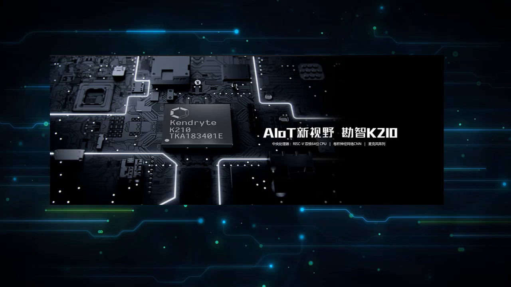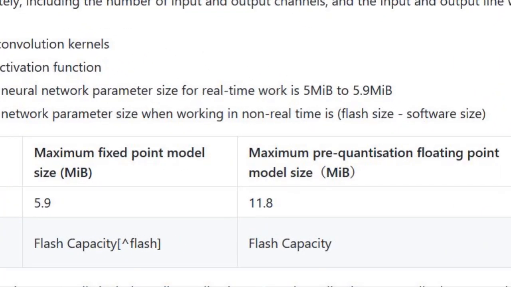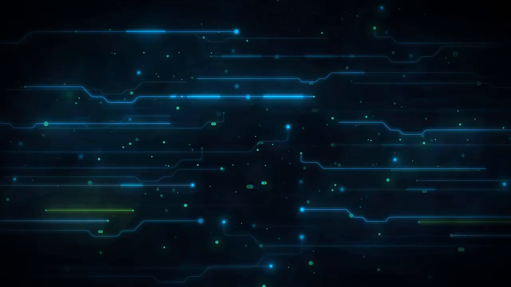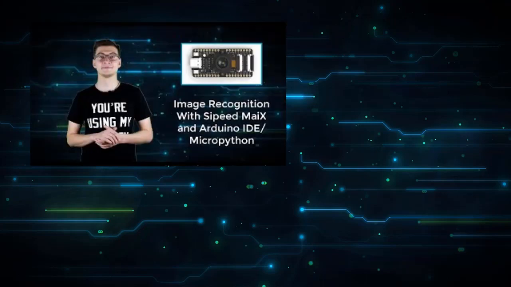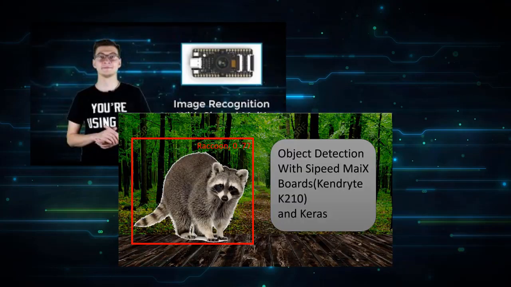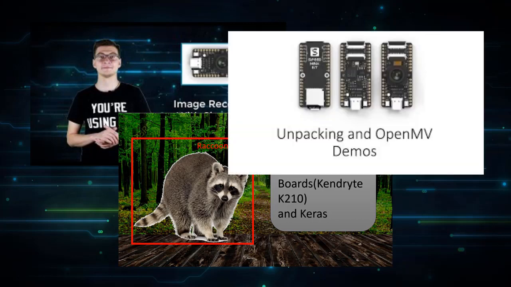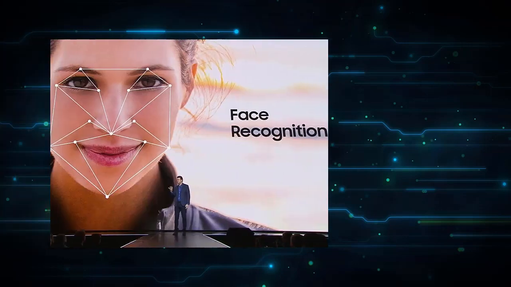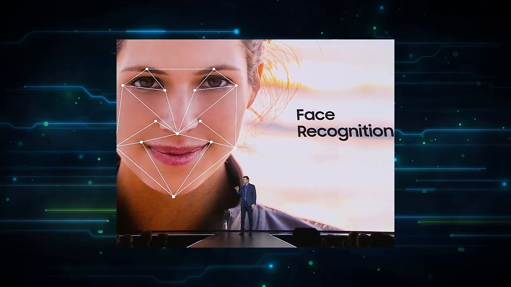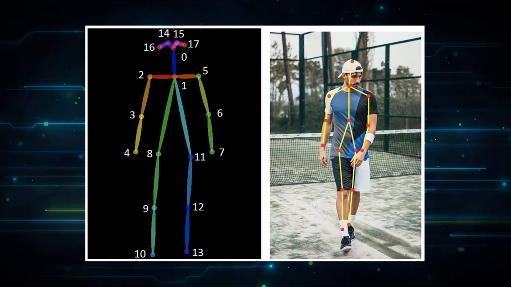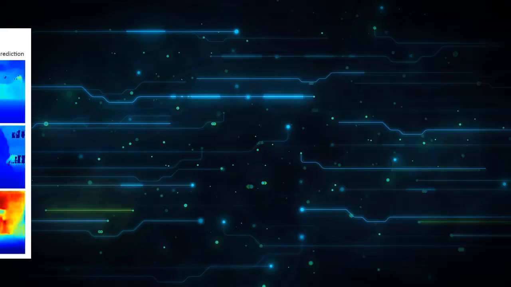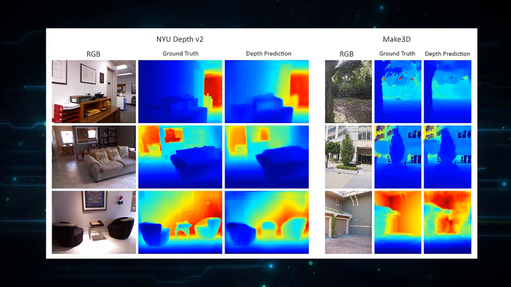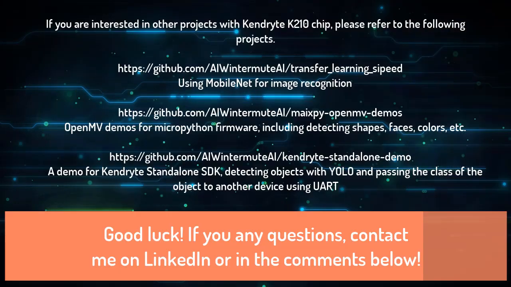Kendryte K210 is a solid chip for computer vision, flexible, albeit with limited memory available. So far in my tutorials, we have covered using it for recognizing custom objects, detecting custom objects, and running some OpenCV-based computer vision tasks. I know for a fact that it is also suitable for face recognition, and with some tinkering, it should be possible to do pose detection and image segmentation, for example for monocular depth estimation. Feel free to fork my GitHub repos and do some awesome things yourself with it. Until the next time!